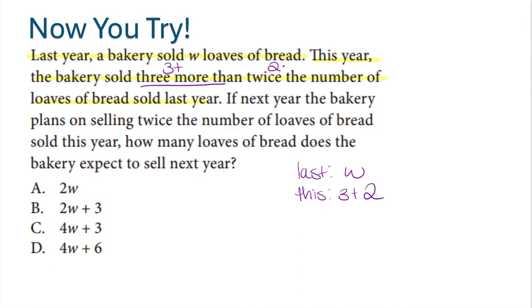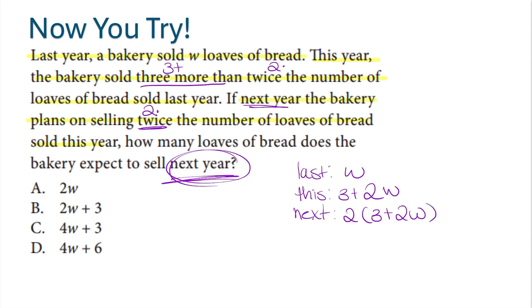So it says if next year they plan on selling twice the number of loaves of bread sold this year, how many loaves of bread does the bakery expect to sell next year? Okay, so it's very important to look at what the question is asking you for. It's not asking you for last year or this year, it's asking you for next year. So it says next year, we need to sell twice, so that's 2 times the loaves of bread sold this year. So I'm going to say 2 times whatever my expression for this year is, which was 3 plus 2W. So I can use the distributive property here and rewrite this as 6 plus 4W.